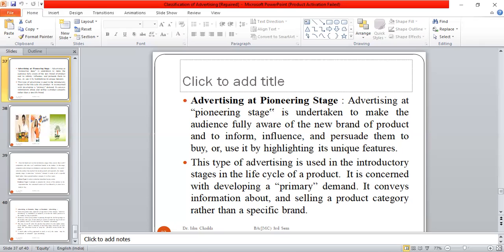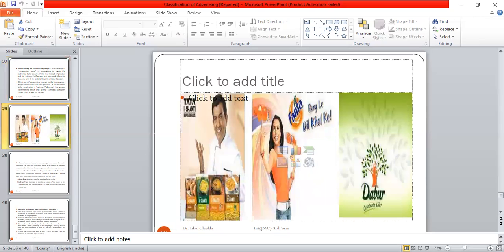You want to sell your product here, so you can create your image. Instead of a specific brand, you have to sell your product here so that you can maintain an image in the market. For example, Tata Shakti has introduced many different products and it has been endorsed by Mr. Sanjeev Kumar. The ad of Fanta has been endorsed by different popular persons, and the Dabur ad. All of them have used pioneering stage advertisement whenever they want to introduce their products.